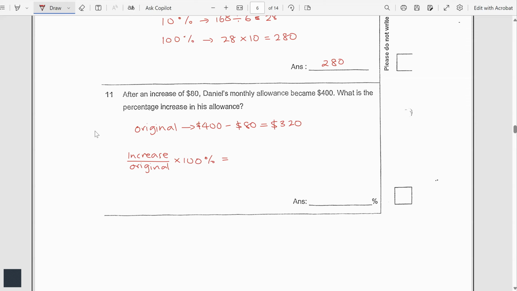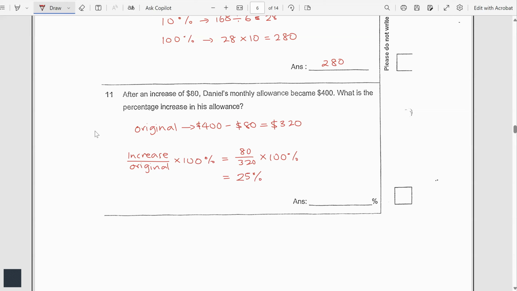Okay, so the increase is 80. The original is 320. Then we times 100%. So one common error is that students may use 400 as the denominator, but no, you have to use the original amount, which is the $320. Okay, and this gives us 20%.